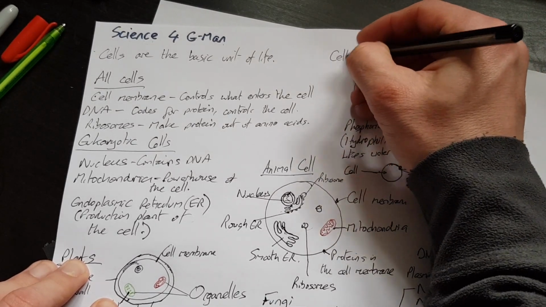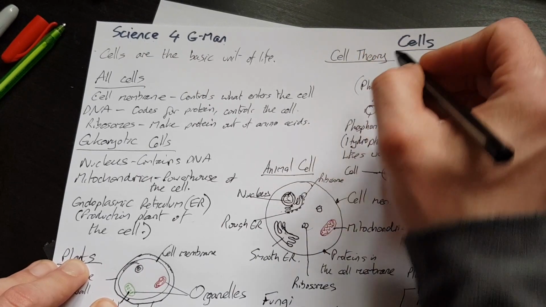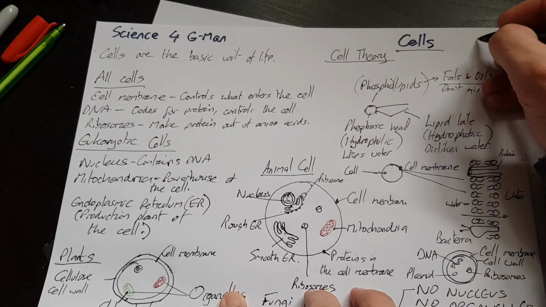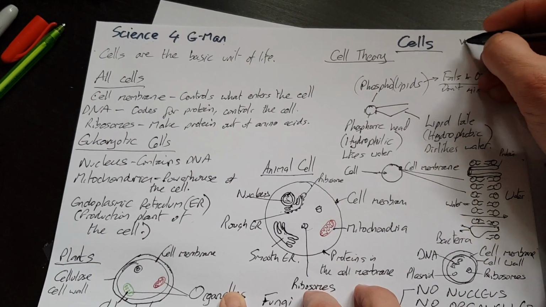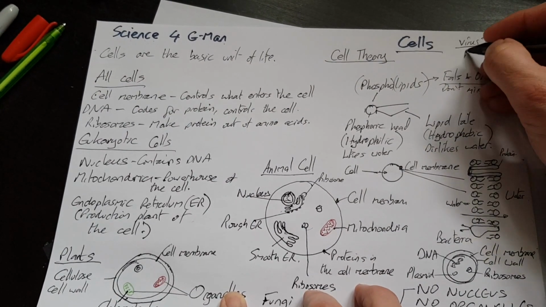This is just a theory. Cell theory, the theory that everything is made of cells, everything living is made of cells. But if you think that's questionable, try and think of something which would be alive that's not made of cells. The only thing you might come up with is a virus. And there's a big question: are they living?